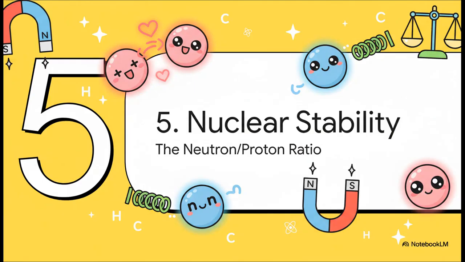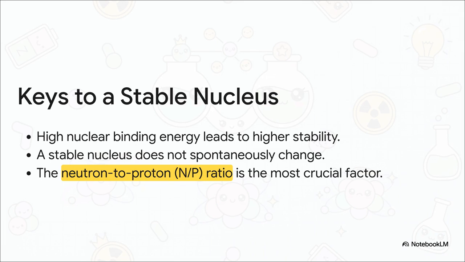So we know what the nucleus is made of, but what is actually holding it all together? What keeps it from just flying apart? That brings us to our last and maybe most important topic, the secret behind nuclear stability. And it all comes down to a really critical balancing act. So what does it take for a nucleus to be stable? Well, three things. It needs a high nuclear binding energy. That's basically the superglue holding it all together. Also, pretty much by definition, a stable nucleus won't just fall apart or change on its own. But the most critical factor, the one that really governs everything, is that neutron-to-proton ratio, the N/P ratio.